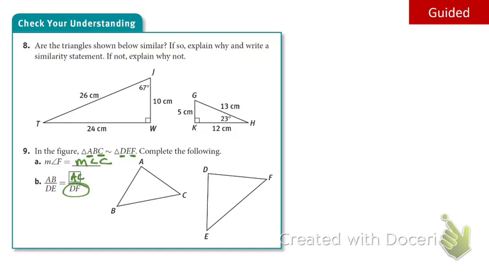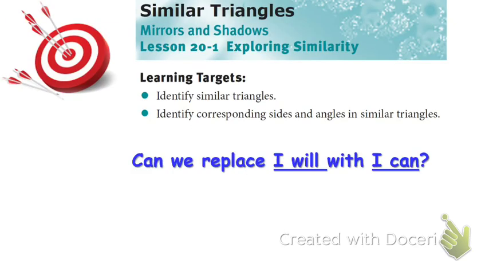And if you look at the picture, remember this sort of looks like a 90-degree angle. This sort of looks like a 90-degree angle. This is the medium angle, which means that this is the medium angle. So that means that these sides should be corresponding, and that's what we said here. All right, let's move on.